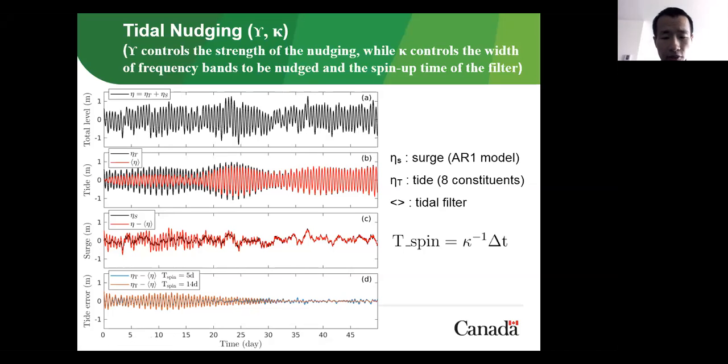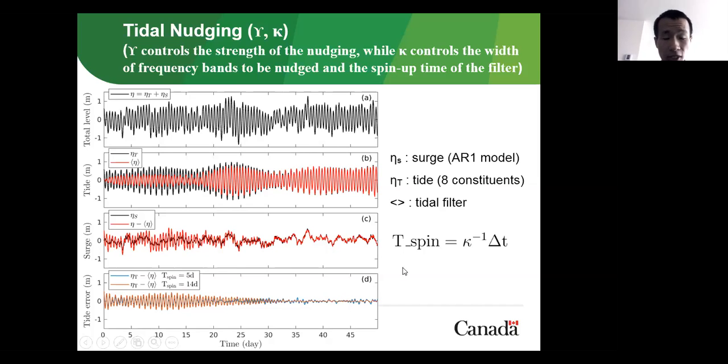And next, we further look at the sensitivity of the filter to two different kappa values corresponding to a spin-up time of 14 days and 5 days. And here in panel D, it shows the errors in tide. The red lines are for the 14 days, the blue lines for the 5 days. You can see when we decrease the spin-up time, the errors in tide increase. This is because the width of the frequency bands also increases, and this leads to contamination with surge energy in the tidal frequency bands.